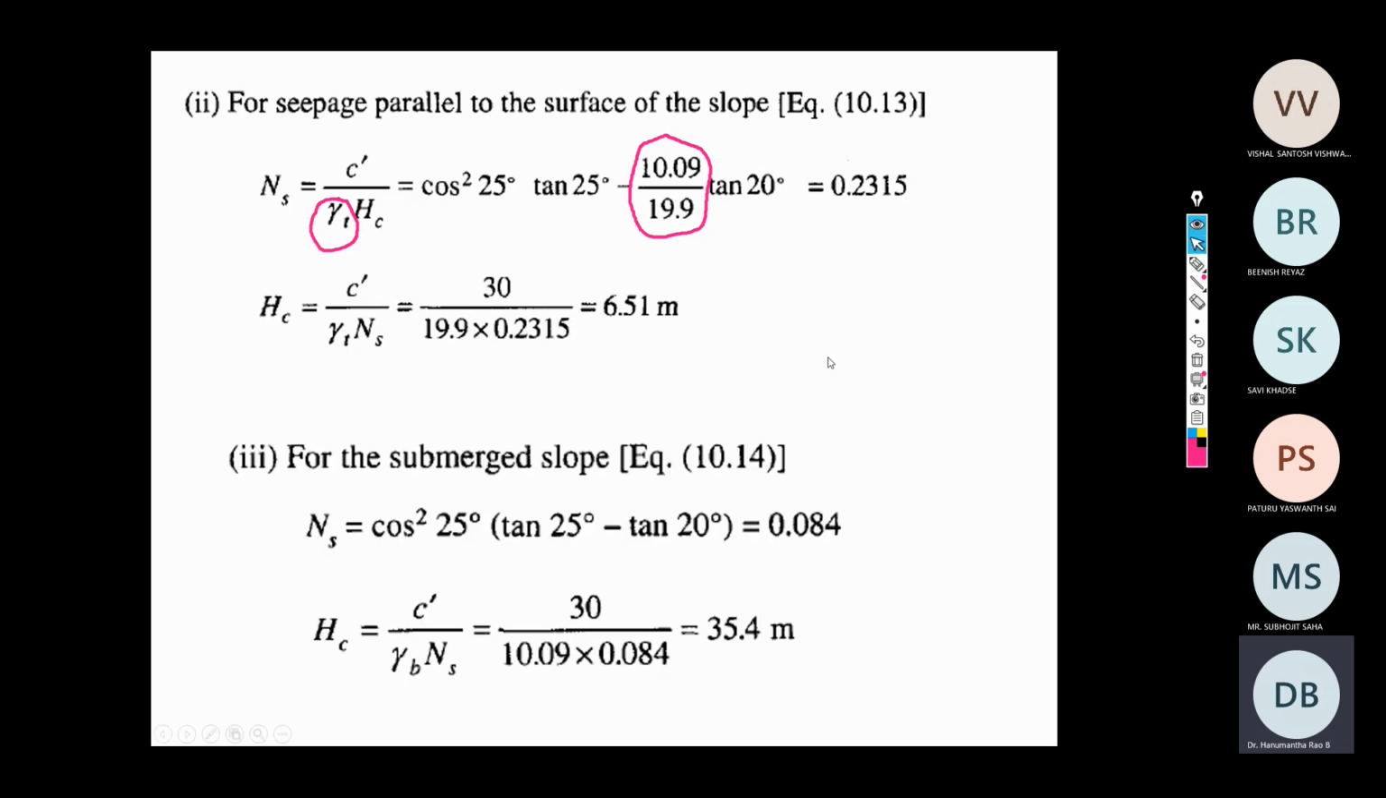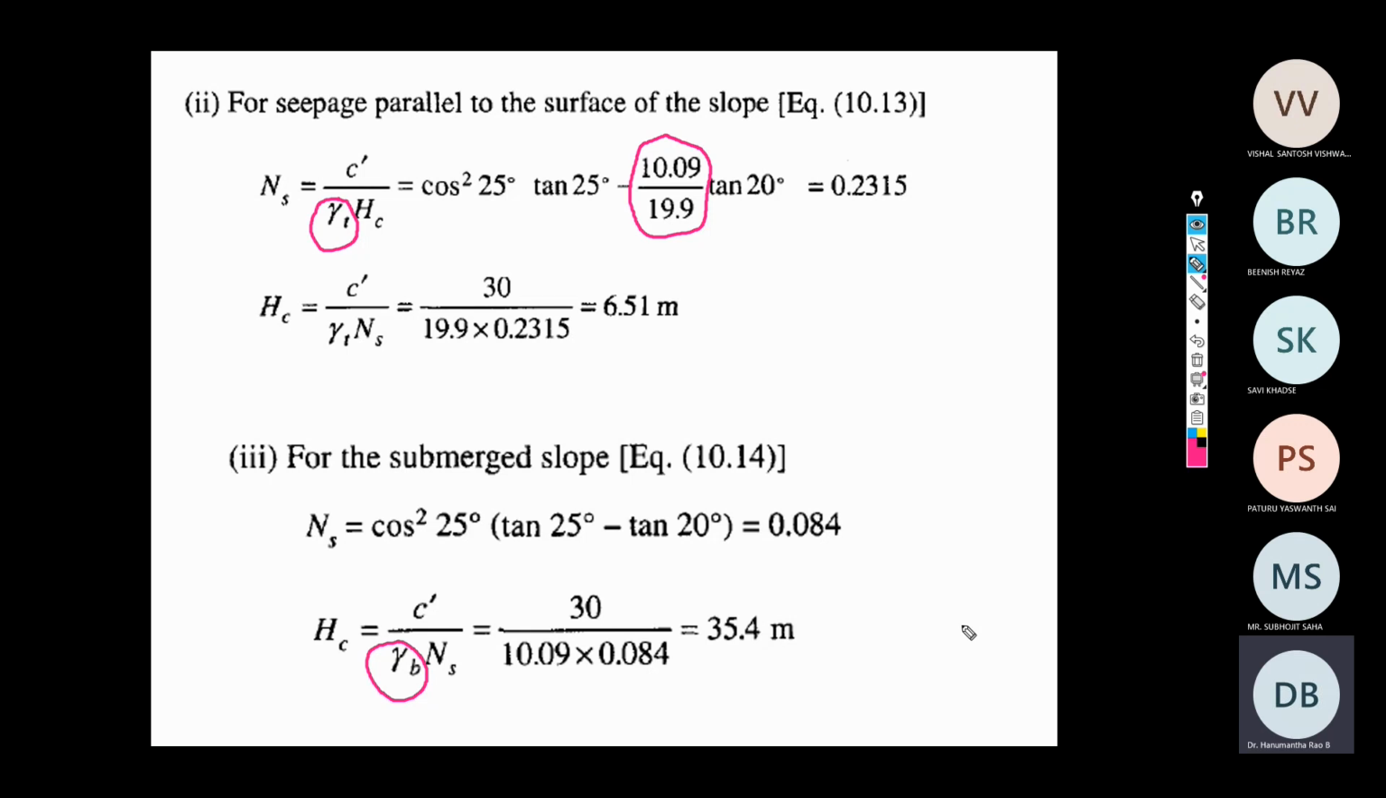The third case is for the submerged slope. Same equation, Hc is equal to c dash by gamma. Here since it is a submerged condition, your gamma will be replaced with the gamma submerged. Substitute gamma submerged, then what you get is the critical height of the slope as 35.4 meter. Okay, so this is the solution to your problem.